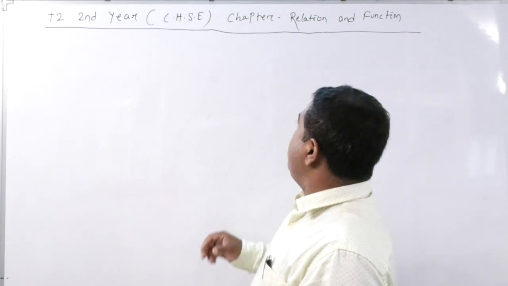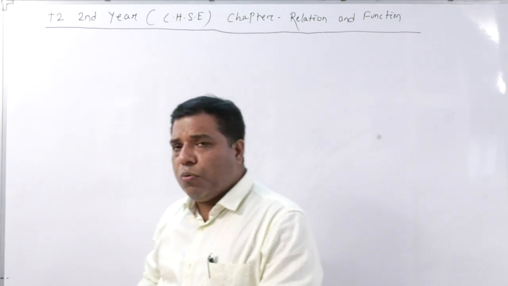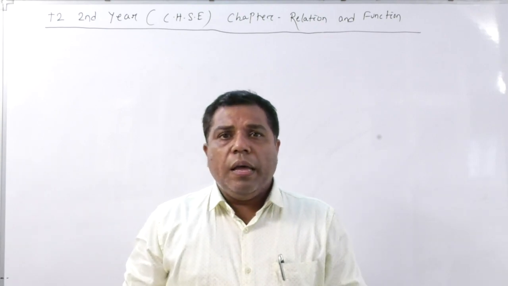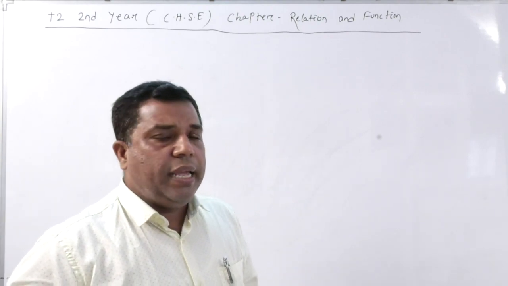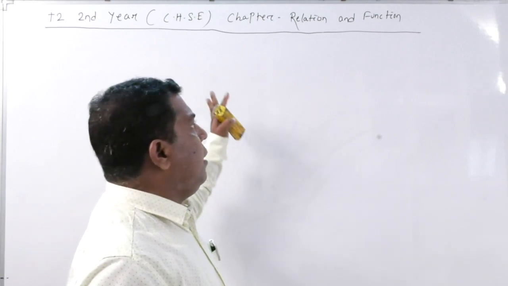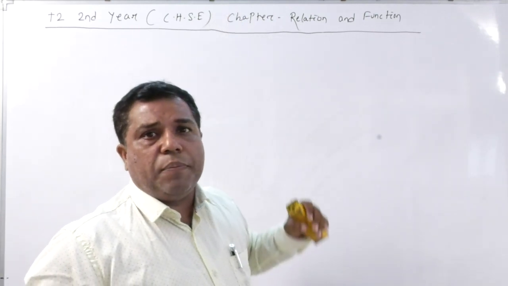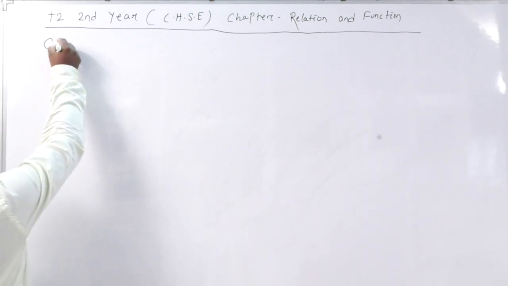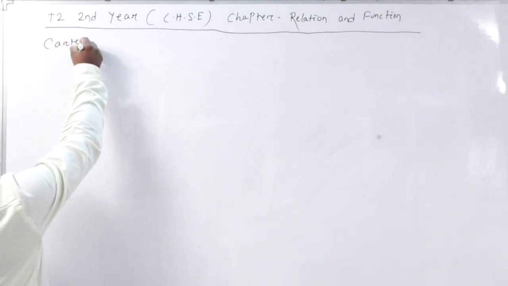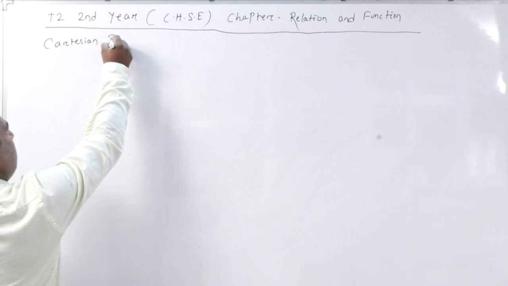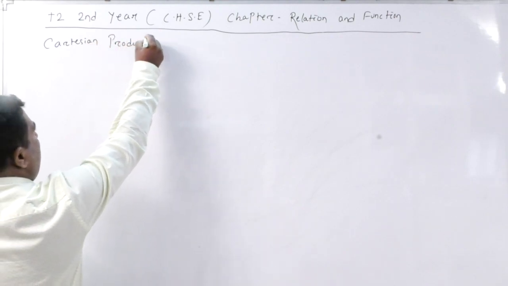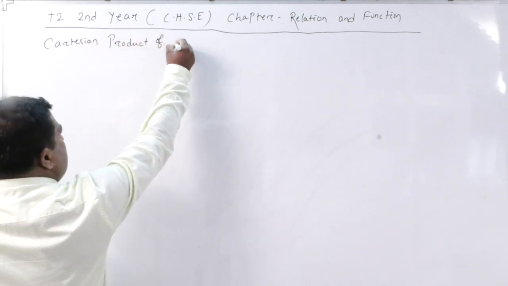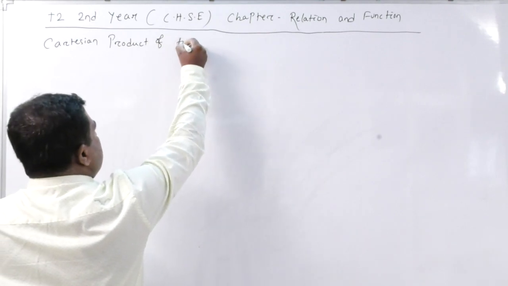Okay, so you see, for relation we need what? We need some basic concepts, like we will go for the Cartesian product of sets. So first of all, we will begin with the Cartesian product of sets. How many sets? Let us say two sets.